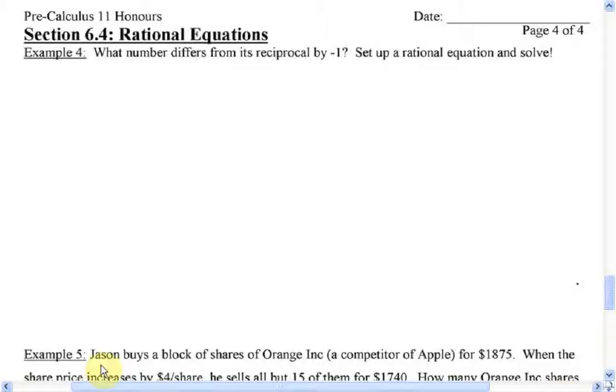This one says, what number differs from its reciprocal by -1? So I'm looking for a number. I guess I'll call that number x, right? What would be the reciprocal of that number then? 1 over x. And when I say differ, which operation am I talking about? Add, subtract, multiply, divide. Subtract. So what number x differs from its reciprocal, 1 over x, by -1? That equals -1. There's your equation.